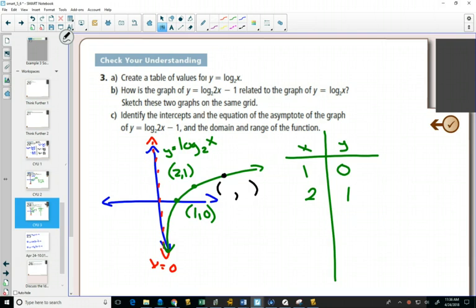Logs solve for exponents. So this one here means 2 to the 1 equals 2. If I had 2 to the 2, my y value is 2, what would be inside? What value of x would give me a 2 for a y? Log base 2 of 4 would be 2. Log base 2 of 8 would be 3. And we could label more points on this graph if we wanted to.